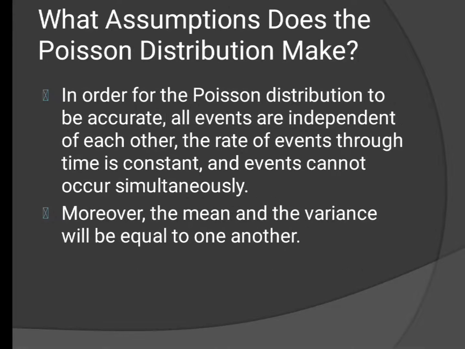What assumptions does the Poisson distribution make? In order for a Poisson distribution to be accurate, all events are independent of each other. The rate of events through time is constant and events cannot occur simultaneously. Moreover, the mean and variance will be equal to one another.